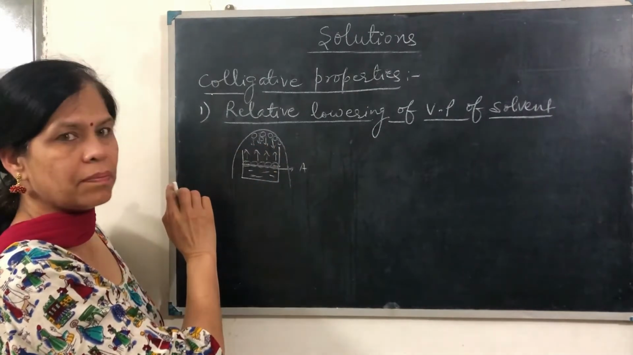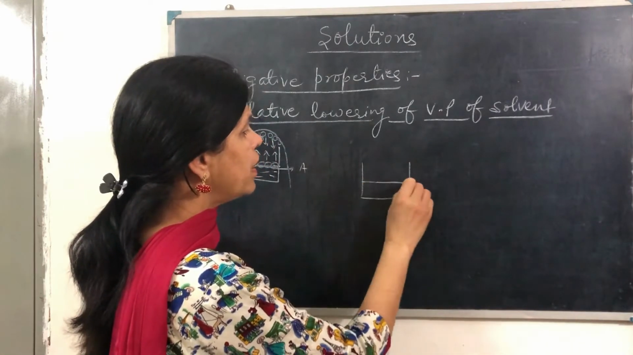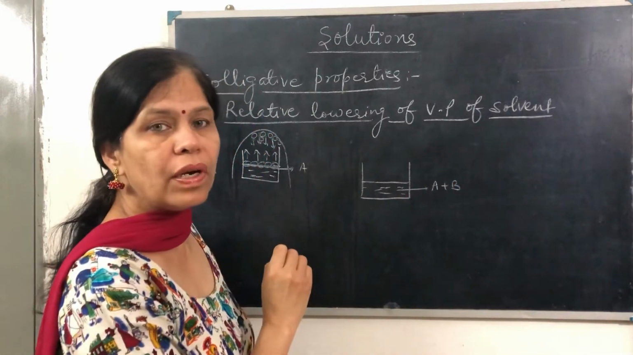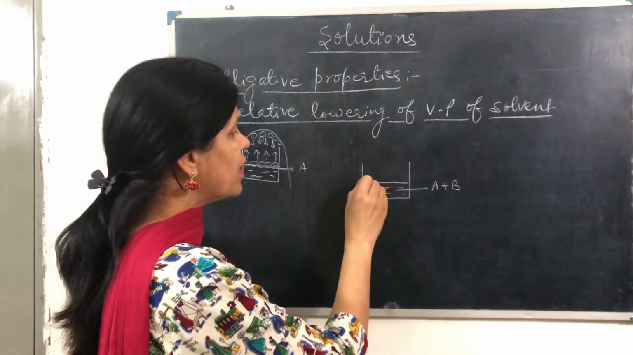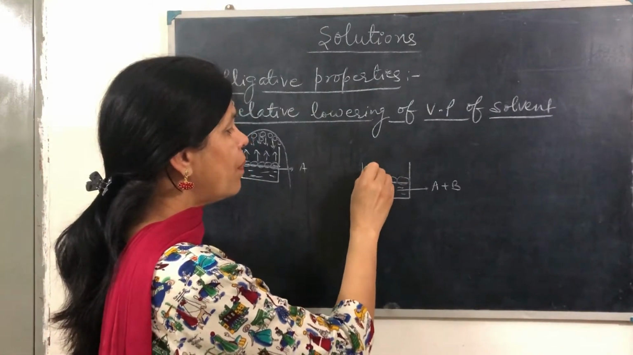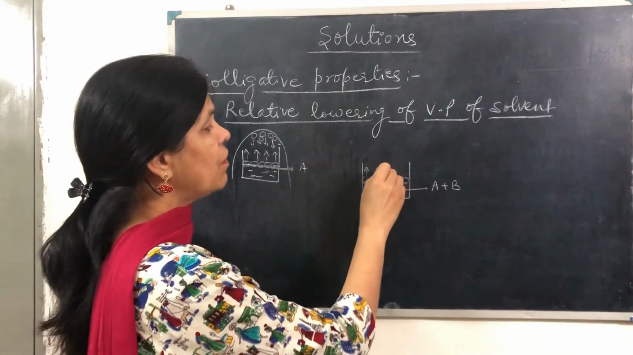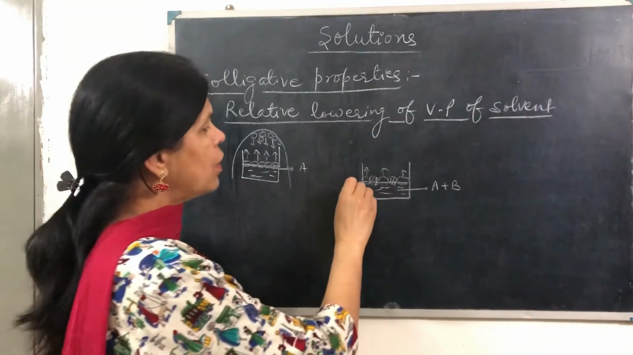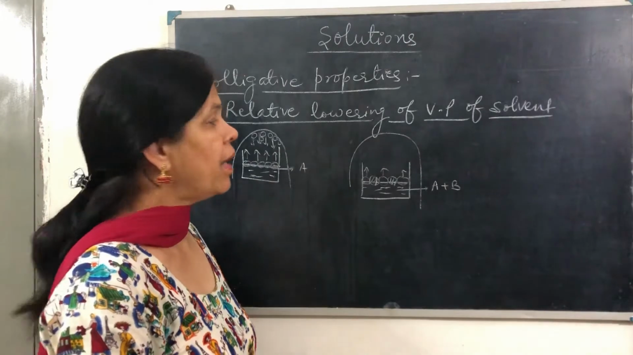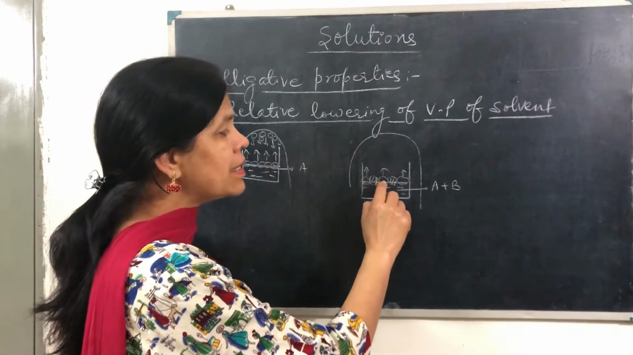the vapor pressure. Now, when I take the same container, there is already a solvent which is A, but I also add B, which is a non-volatile solute. Now the surface is occupied by both A and B. From A, evaporation will take place, but from B, as it is non-volatile, evaporation will not take place. And it is also a closed container. Naturally, the rate of evaporation decreases and vapor pressure also decreases, because now the escaping tendency is less.